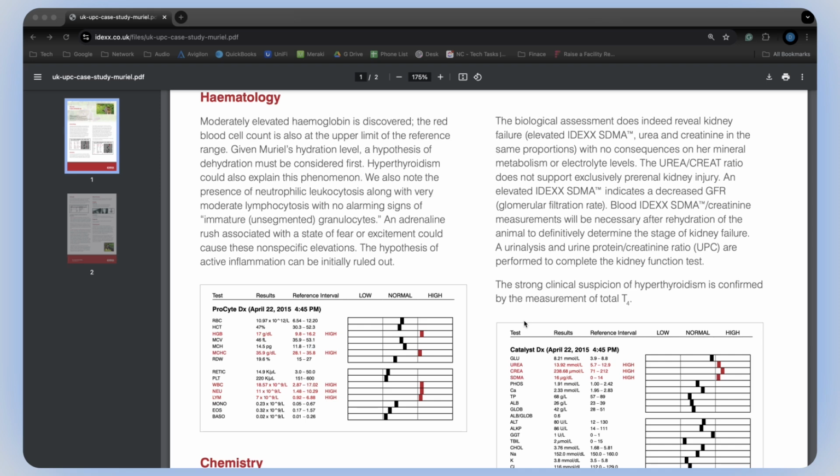Overall, the biochemical assessment does not indeed reveal kidney failure, but we do have an elevated IDEXX SDMA, we have an elevated BUN, we have an elevated creatinine, and it looks like our electrolytes are okay. The urea creatinine ratio, that UPC, does not support exclusive pre-renal kidney injury, and the elevated SDMA does indicate a decreased glomerular filtration rate.